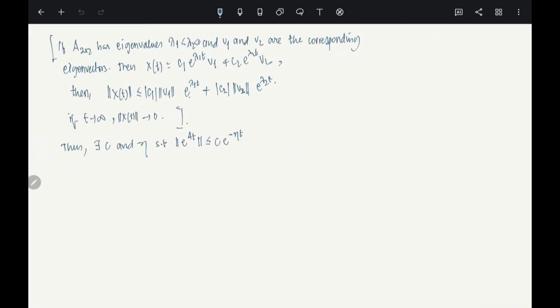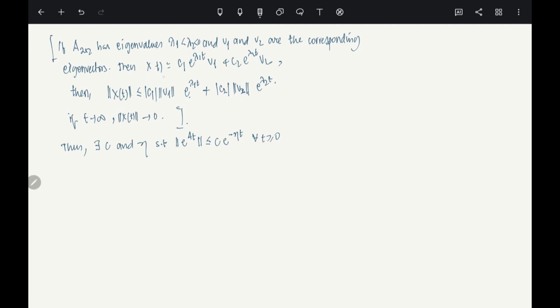You see, the thing is, please remember this. For this case, this is always dominated by, if you take the maximum of lambda 1 and lambda 2, you can always dominate it by the maximum of this, so minus eta times t. So that is what eta is. Now this holds for all t greater than or equal to 0. I hope this is clear how this is coming.